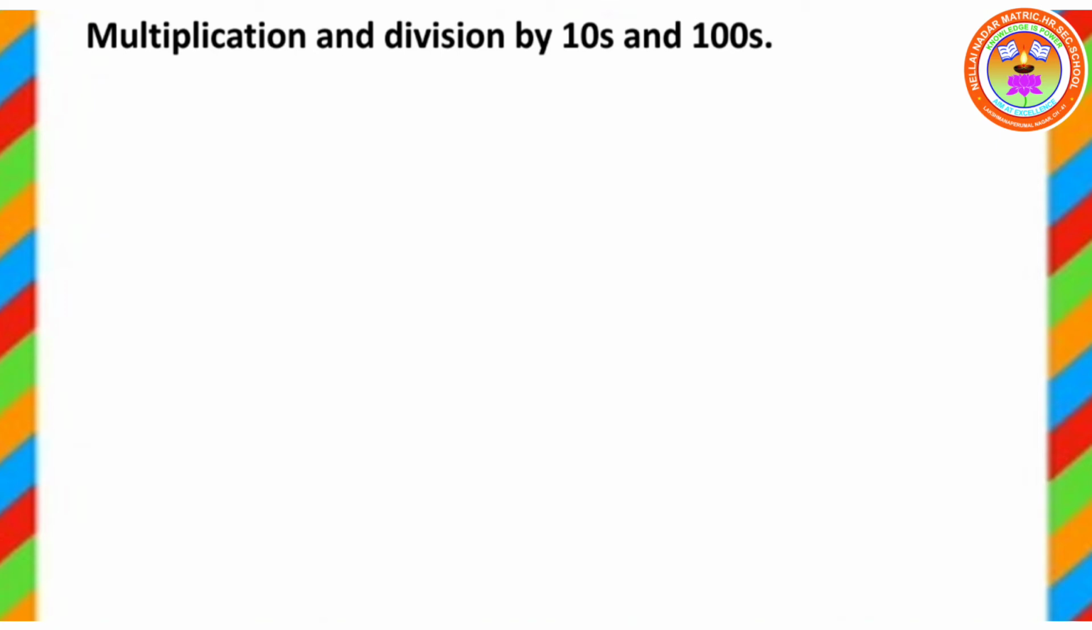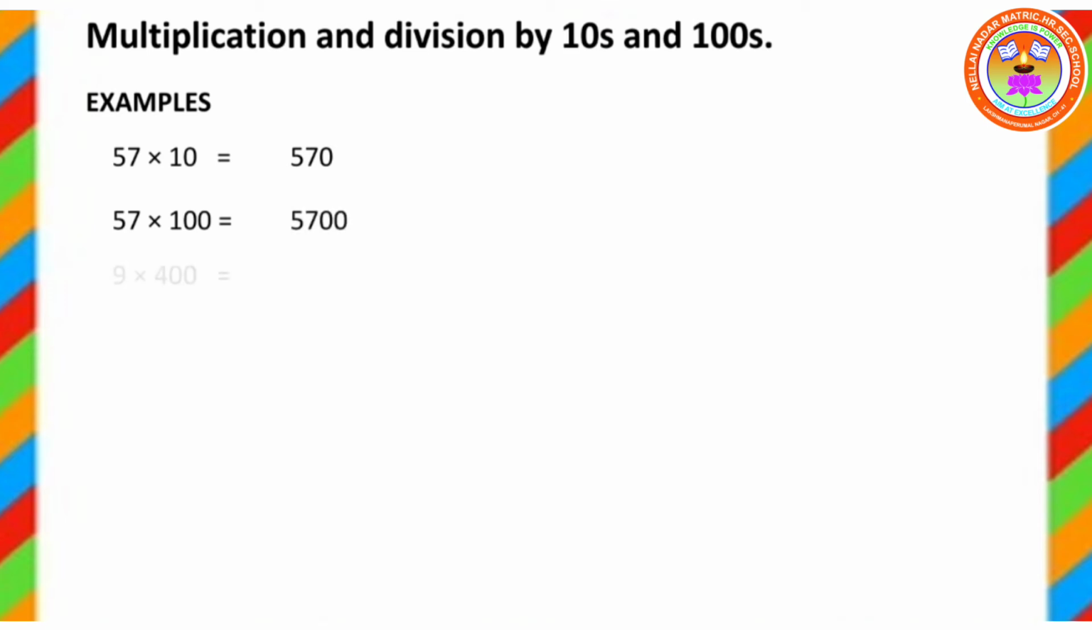Multiplication and division by tens and hundreds. Examples. 57 into 10. How many zeros is there? One zero. 57, one zero: 570. 57 into 100. How many zeros is there? Two zeros. 57, two zeros.